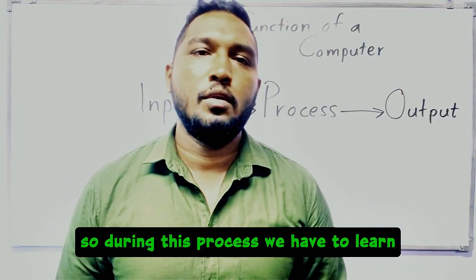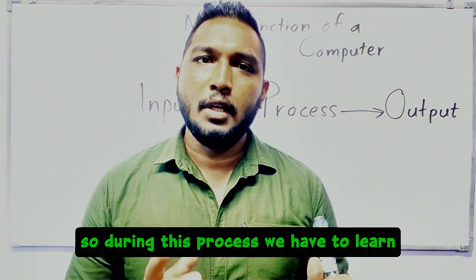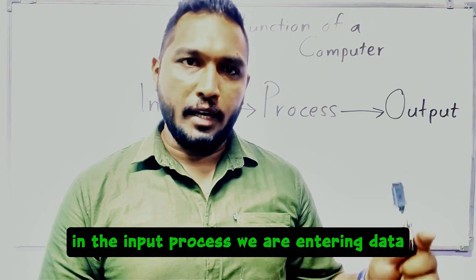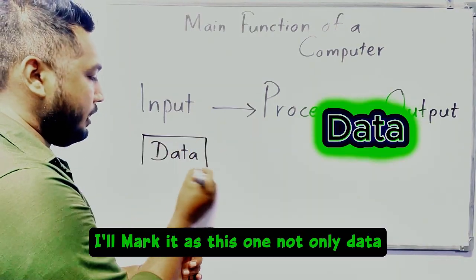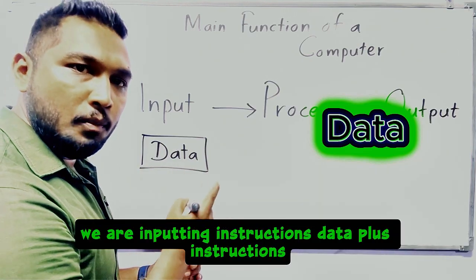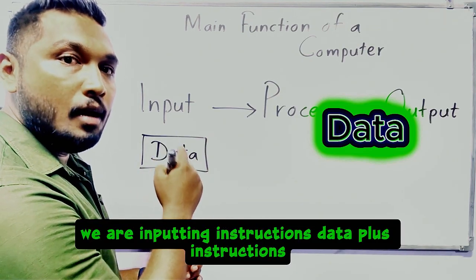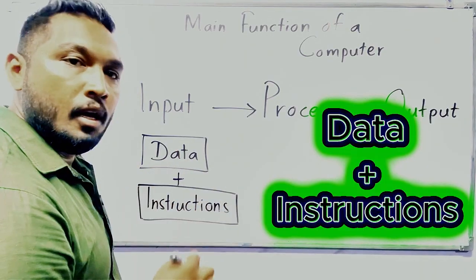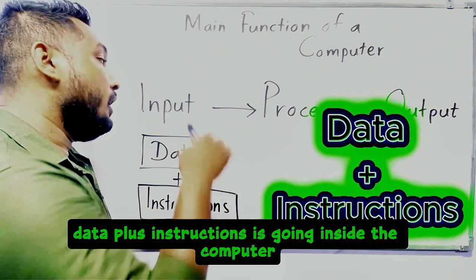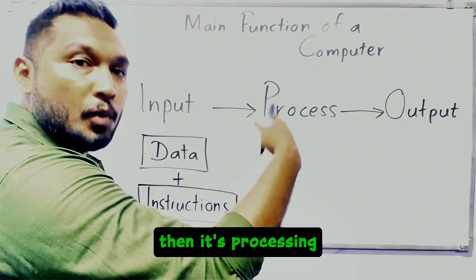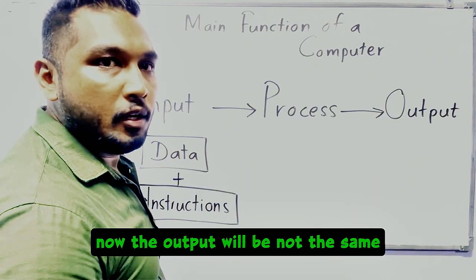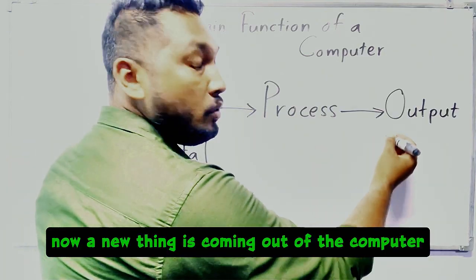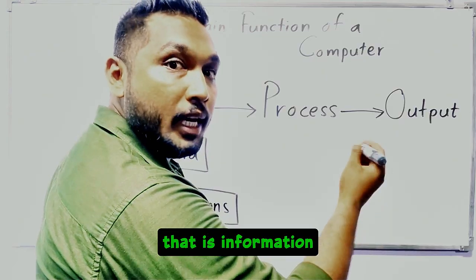So during this process, we have to learn that in the input process, we are entering data. Okay, I'll mark it as this one. Not only data, we are inputting instructions. Data plus instructions. Data plus instructions is going inside the computer, then it's processing. Now the output will not be the same. Now data will not be there, instructions will not be there. Now a new thing is coming out of the computer, that is information.